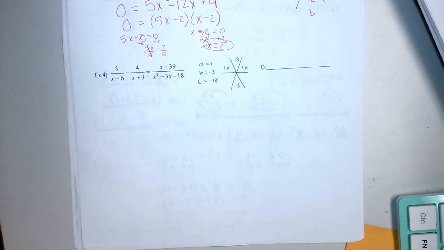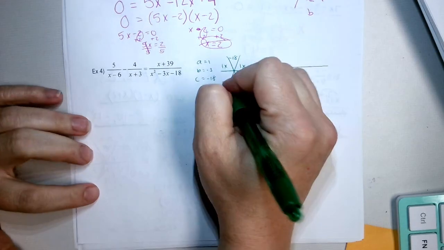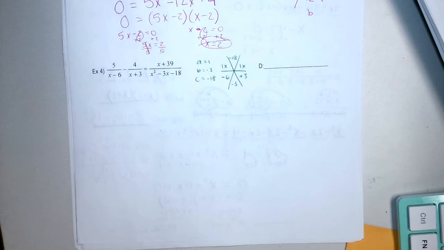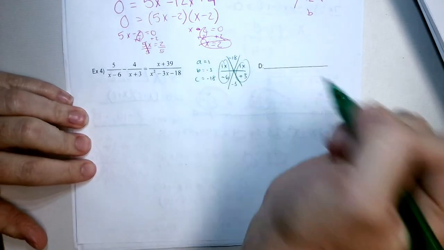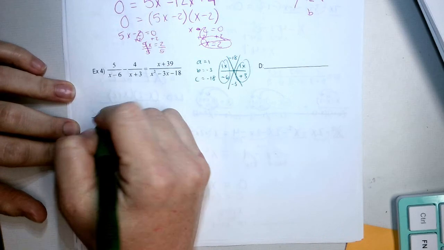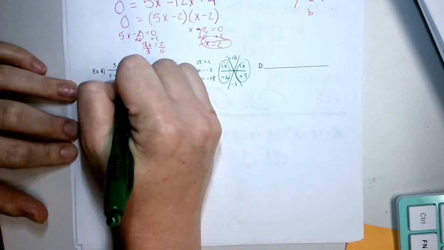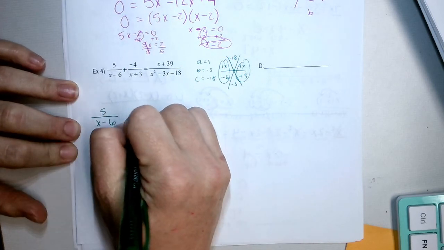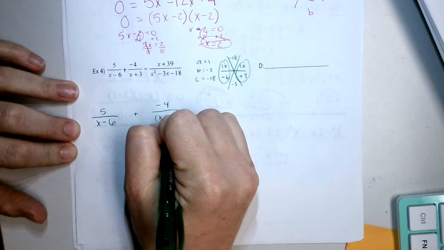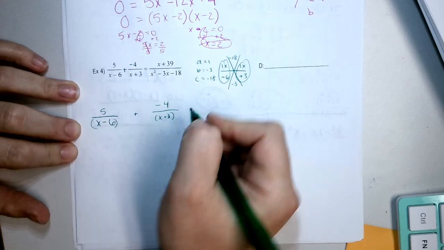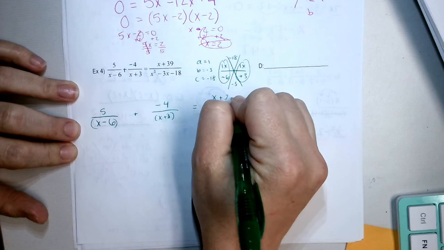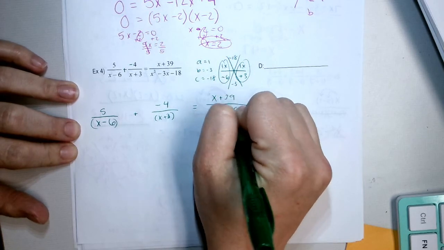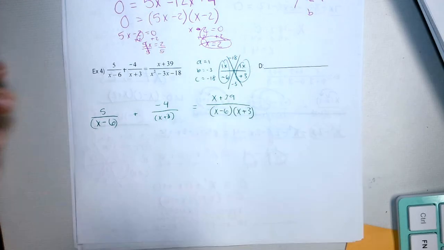What multiplies to give us negative 18 but adds to give us negative 3? Almost. It's negative 6 and positive 3. Oh, yeah. So this is what that becomes. So I'm going to rewrite this 5 over x minus 6. Now again, I'm going to give that negative to the 4, distribute that negative. And remember, we factored the denominator over here, so I'm going to write it as the factored form.